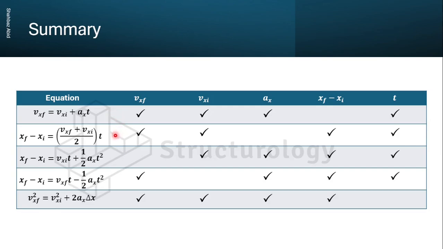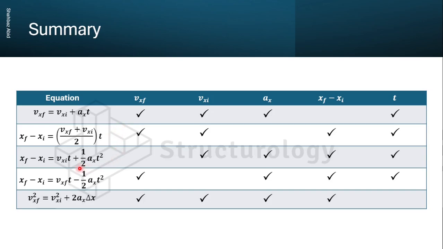In the second equation, I have displacement as a variable, I have final and initial velocity as variables, and I have time as a variable as well, and it does not depend on the acceleration. And again, if I know any three of these variables, I can get the fourth variable from this equation.